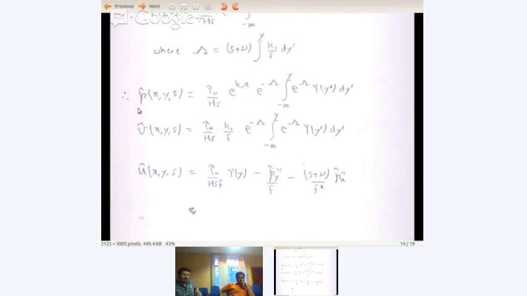So we can write down the expressions for p hat. Now small p hat of x comma y comma s is tau naught by hs into e power k1x e power minus lambda integral minus infinity to y e power lambda y of y prime dy prime. V hat of x comma y comma s equals tau naught by hs into k1 by f. This is what you get when you differentiate with respect to x, and there's a division by f. E power minus lambda integral minus infinity to y e power lambda y of y prime dy prime. Nothing changes here. And u hat of x comma y comma s is tau naught by hsf into y of y minus p double prime hat y by f minus s plus 2 y squared p double prime hat x.